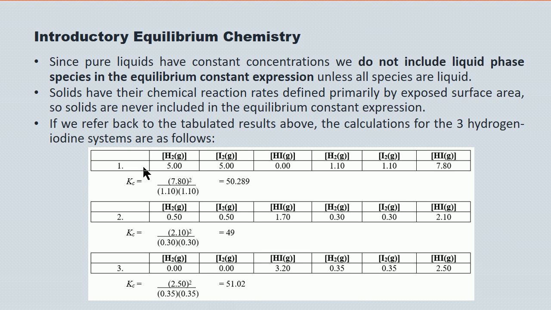And keep in mind that these 3 systems started in very different places. Trial 1, we started with only hydrogen and iodine gases. We didn't have any hydrogen iodide. Trial 2, we had a mixture of all three species. And trial 3, we only had hydrogen iodide. We had no hydrogen and no iodine in the system. And yet they all arrive at the exact same Kc value. Well, within a degree of error, they all arrive at the same Kc value.